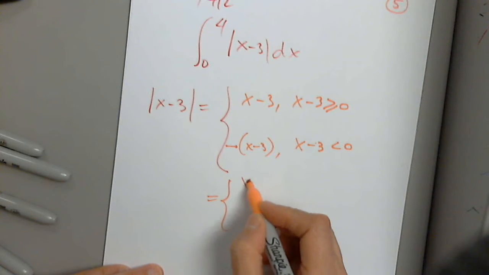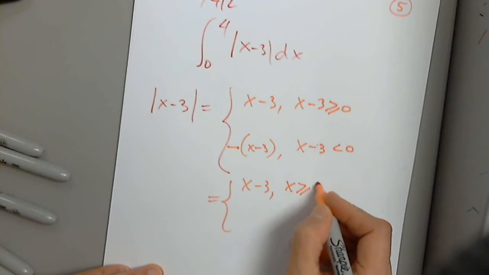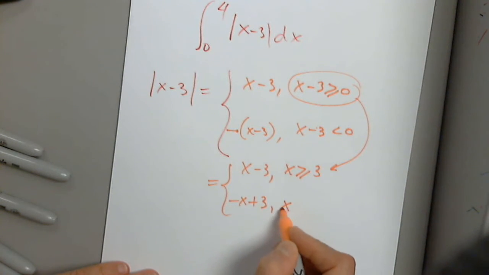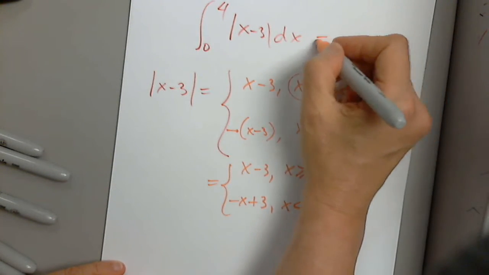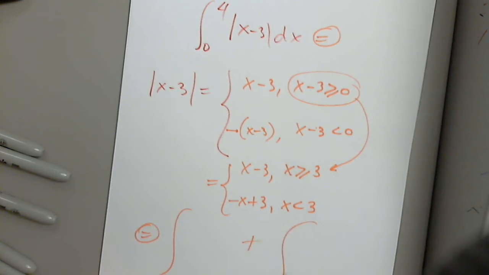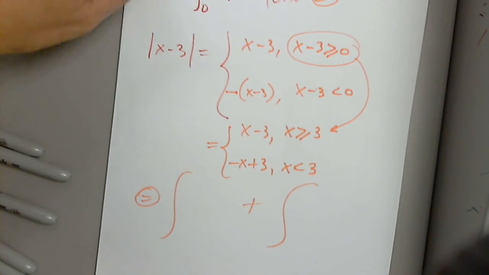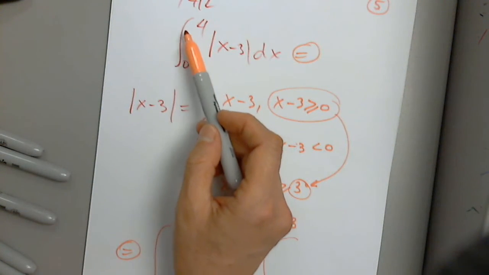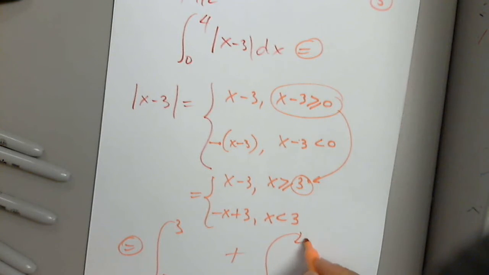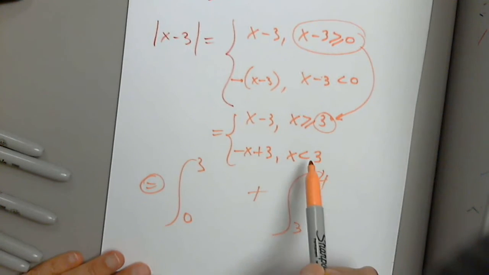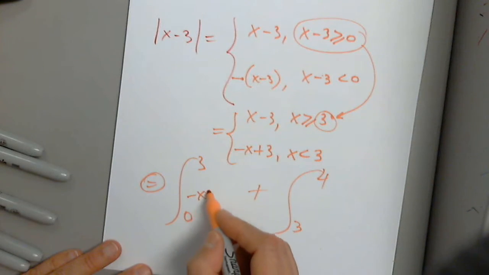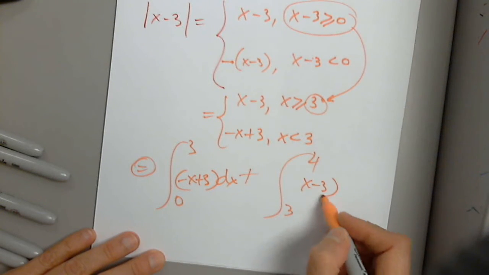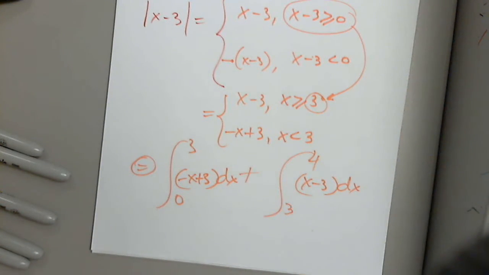So now I write x minus 3 for x greater than or equal to 3. I'm solving this to get this. And then negative x plus 3 for x less than 3. Therefore, this integral must be a sum of two integrals. There is a break at 3. So an integral from 0 to 3 and an integral from 3 to 4. Why? Because between 0 and 3, I have this function, and between 3 and 4, I have this function. It's not just one function.